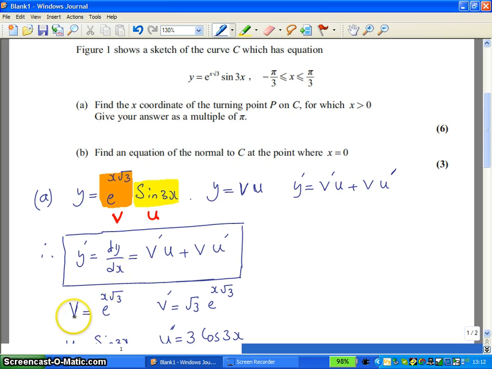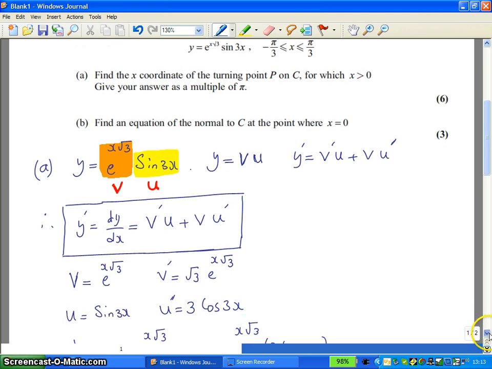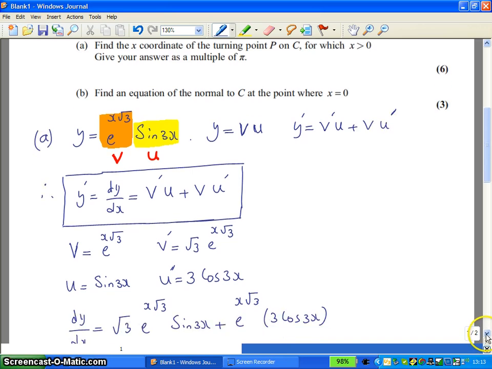find the derivatives separately. v is equal to e to the x root 3, so therefore v dash must be the derivative of whatever is at the top here, which is root 3, and the derivative of x obviously is 1, so root 3 e to the f of x, whatever the function is, so you just put that there, and that's the derivative of v. The derivative of u is the derivative of this bit, which is 3, comes out first, then the derivative of sine is cos, so it's going to be cos 3x. So let's go back and plug this into the original equation.